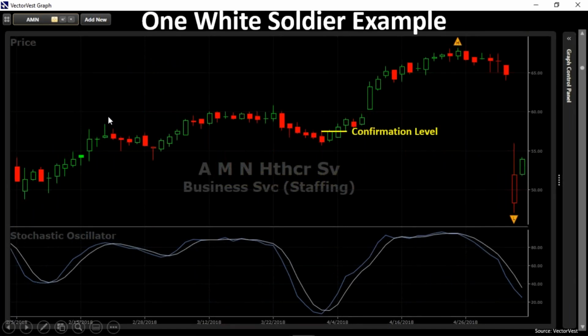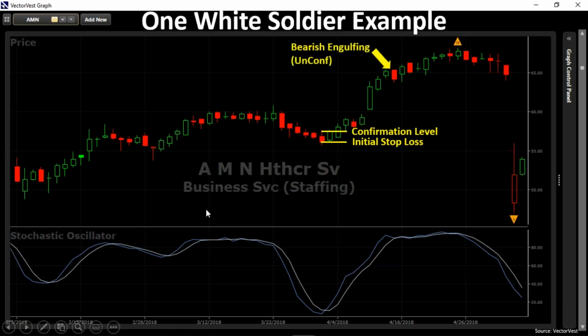Here's another one white soldier. Okay, doesn't look like much of a downtrend, right? It's actually not really a downtrend. It's just a pullback within an underlying uptrend. But the pullback was strong enough to cause stochastics to go below 20. Okay, there's our one white soldier. There's our confirmation level. Same situation here. The stock opened below our confirmation level, but during the day crossed above it, resulting in the trade being taken. Okay, initial stop loss was not triggered, and off she goes, and good opportunity for some gains there.